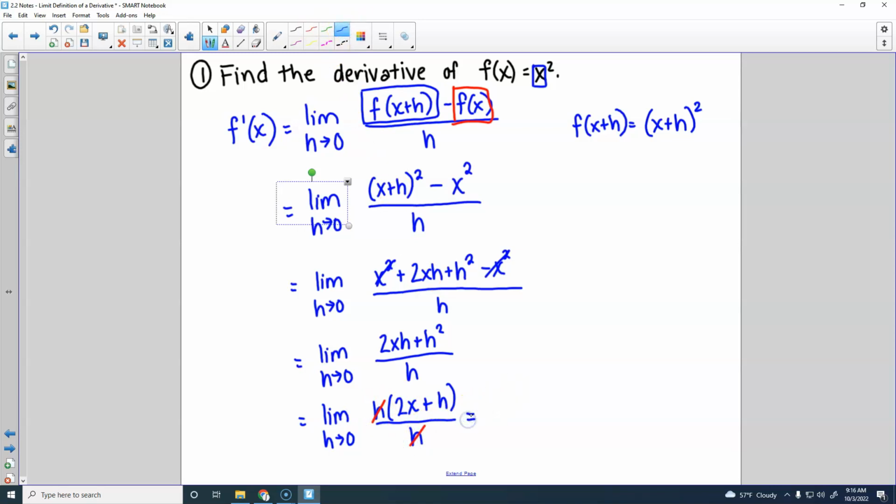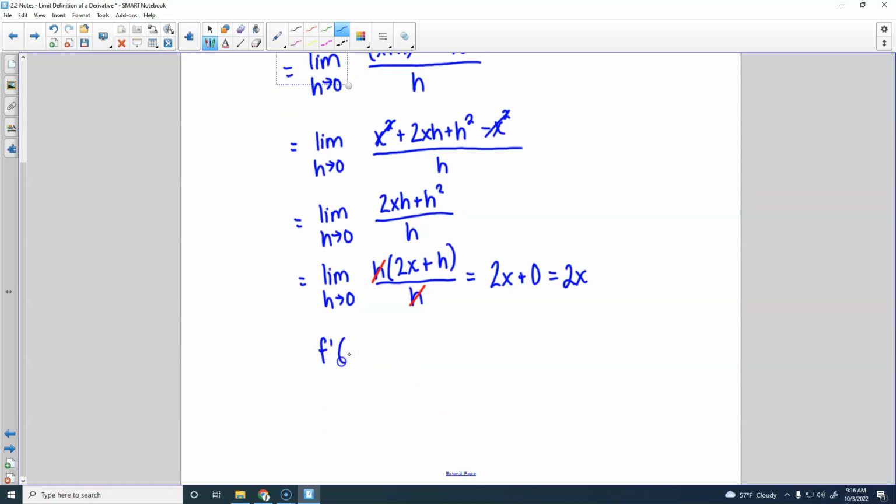And at this point, once my h's cancel, I need to plug in 0 for what? h. Not for the x, just for the h. So I get 2x plus 0, which of course is just 2x. So what I have found is that f prime of x equals 2x. This f prime of x right here is the derivative.